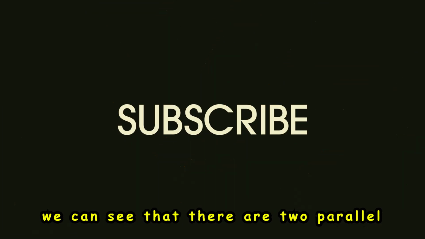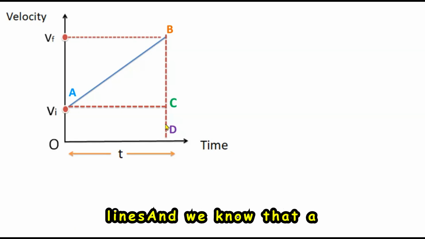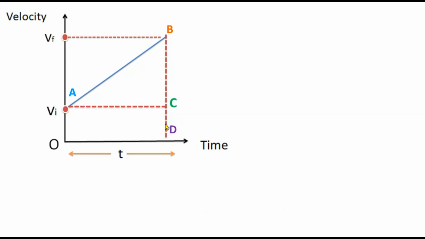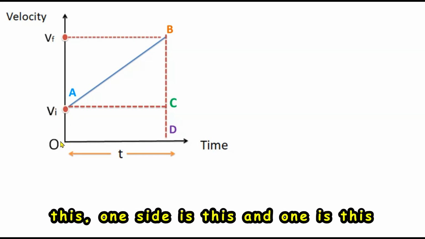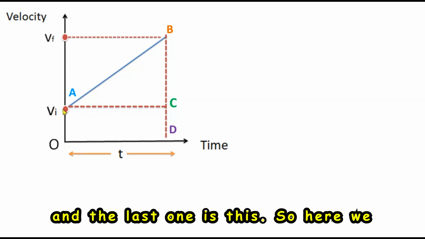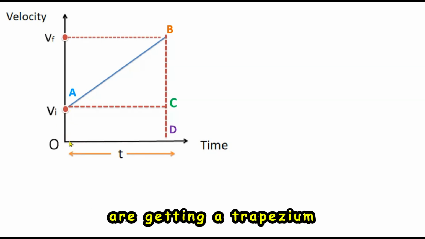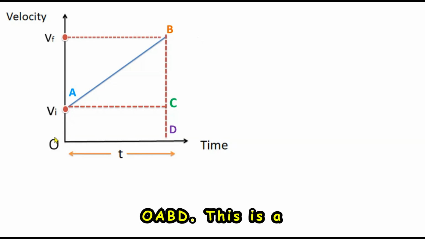So in the graph we can see that there are two parallel lines, and we know that a trapezium has four sides. So one side is this, one side is this, and one is this, and the last one is this. So here we are getting a trapezium OABD.